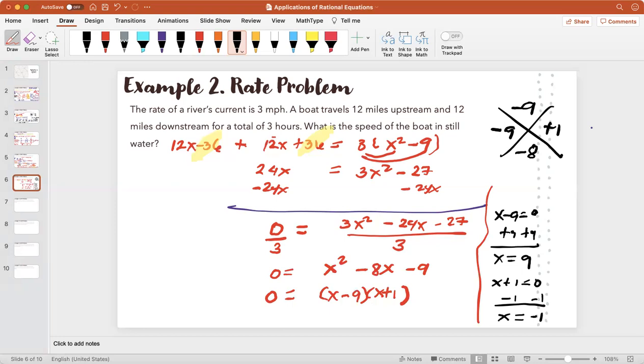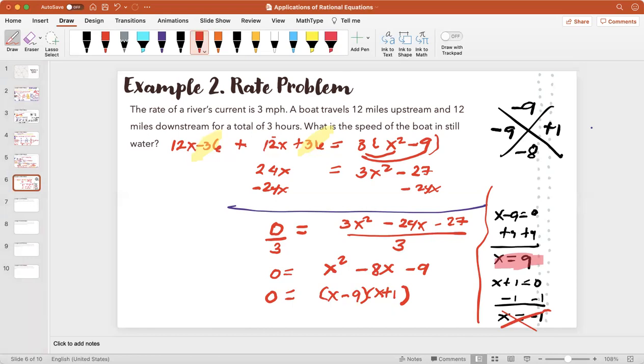There are two values of x here. One is positive, one is negative. Can we accept both? Can we say that both are correct? No, it's only your positive, because we are looking for the speed of the boat. The speed is always positive. So what's our answer? X equals 9. This one is not the answer. X is not equal to negative 1.